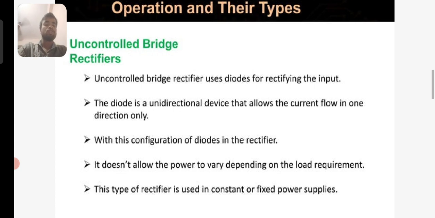Uncontrolled bridge rectifier. An uncontrolled bridge rectifier uses diodes for rectifying the input. The diode is a unidirectional device that allows the current to flow in one direction only. With this configuration of diodes in the rectifier, it does not allow the power to vary depending on the load requirement. This type of rectifier is used in constant or fixed power supplies.